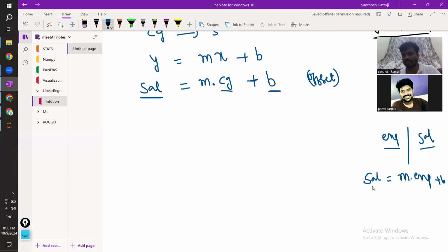But let's say a fresher came for the interview. His experience will be zero. Though, he will still get the job based on some salary. So if you don't use this B, that means salary equals zero. So you should not give salary to freshers. That doesn't make sense, right? So you should have some offset value. That is B, some default value. Even though you don't have any input, still there should be some output. Is it clear?